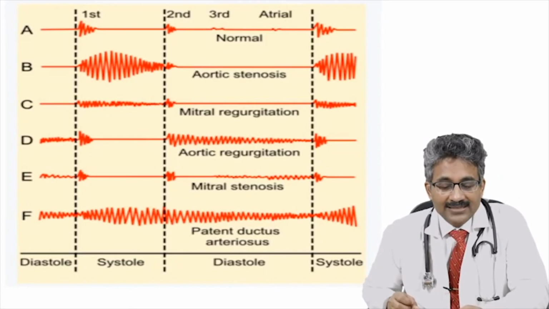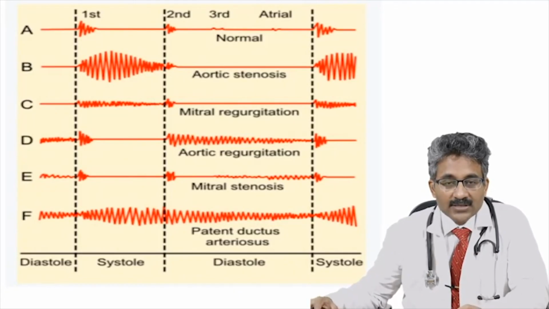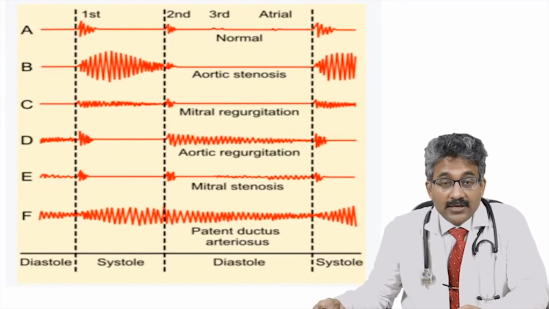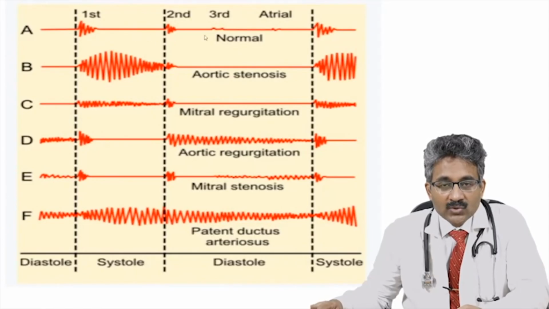So I want to tell a little briefly about the murmurs before discussing practically where to auscultate and what are the characteristics of the murmur. Dear students, see in the A, this is the first heart sound, this is the second heart sound. So between the first and second heart sound is systole, and from the second heart sound to the first heart sound again is diastole. These are normal. You can see there are no murmurs in the systole or diastole. This is a normal one.